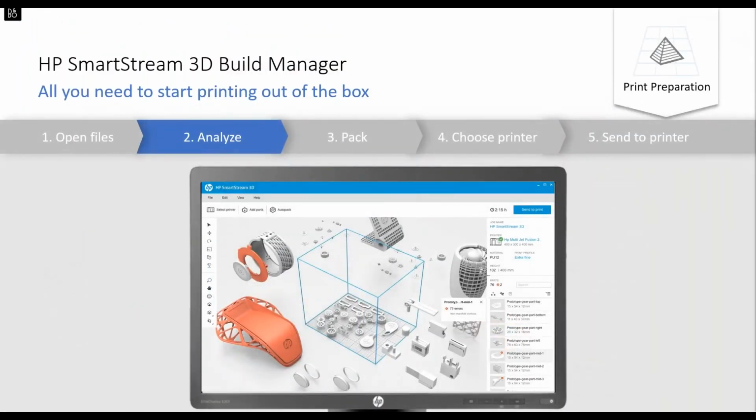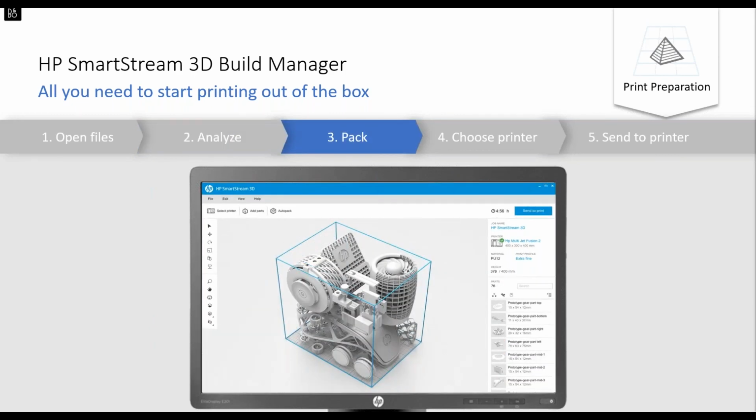So SmartStream is the software that HP utilizes to create the builds we just saw and to send it to the printers themselves. After you bring a file into SmartStream, the software analyzes the components and performs any repairs necessary to print the part. After all the components are checked and healed if necessary, you can use an automatic packing feature of SmartStream to fully utilize the entire build platform of the printer.